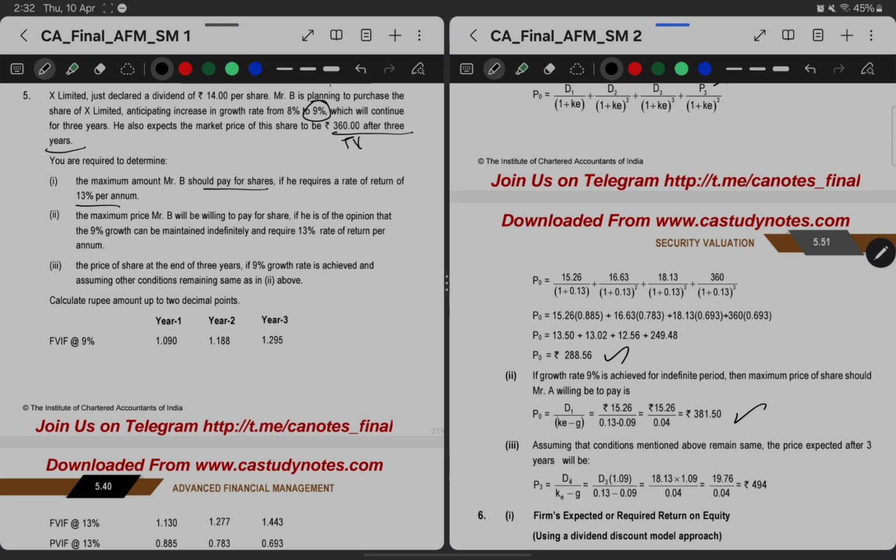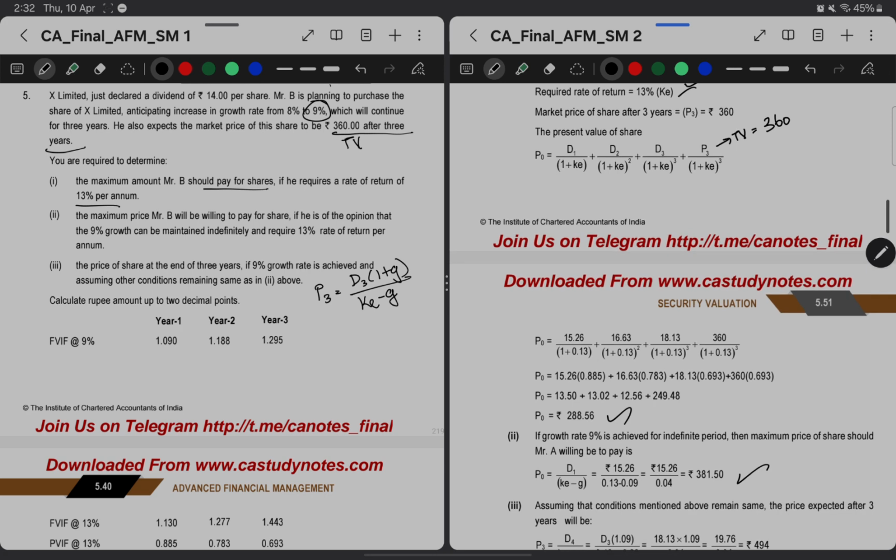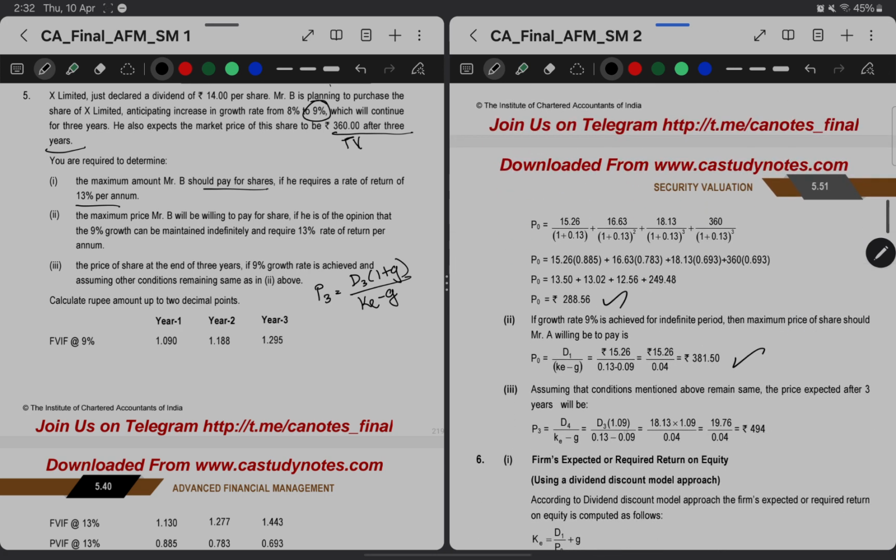To find the price at the end of the third year, it will be P3, which is D3 into 1 plus g divided by Ke minus g. This will give us the price at the end of 3 years. We know D3 from the above calculation is 18.13, multiplied by the growth rate of 9%, divided by Ke minus g, 13 minus 9, which is 4%. So 19.76 divided by 4%, we get 494. This will be the price at the end of 3 years. Thank you.